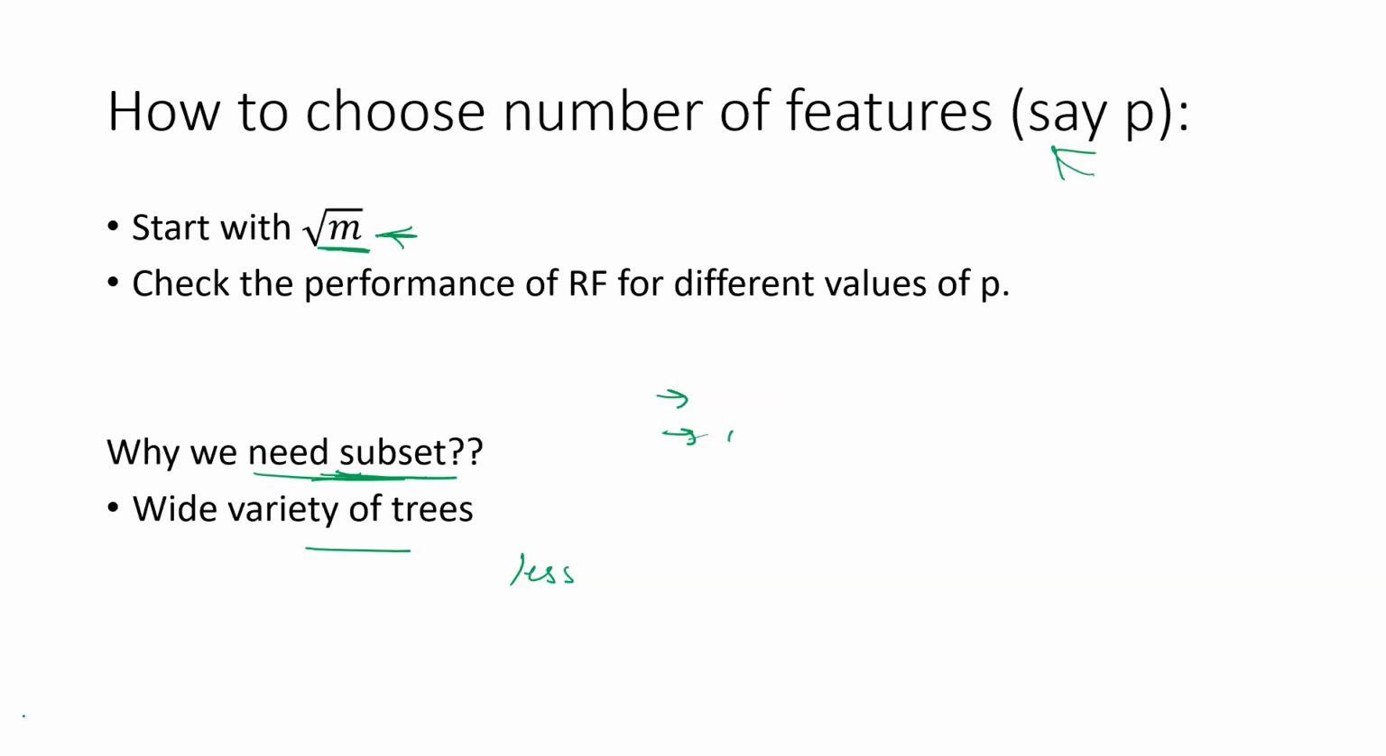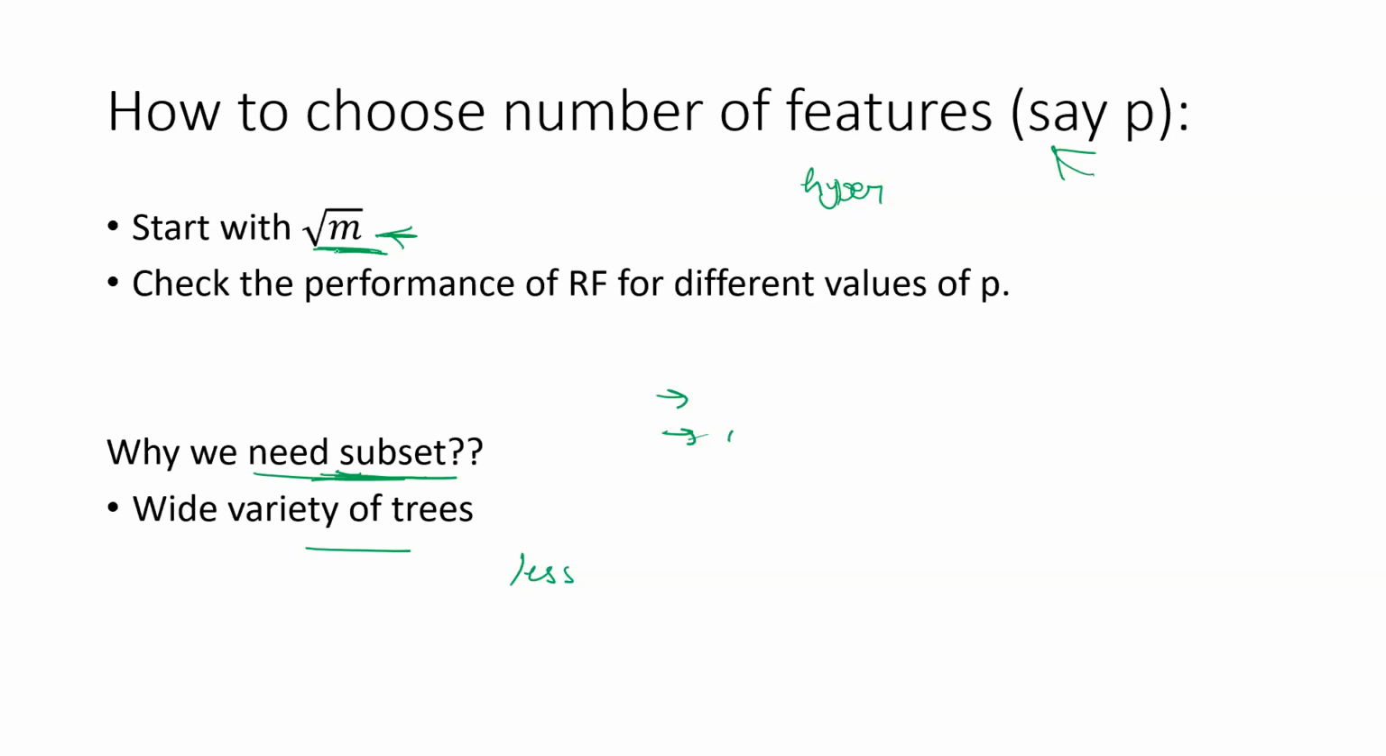How many features do we choose randomly? The number of random features is generally a hyperparameter. Generally it starts with root m. We go a few values above and a few values below, check the performance over those values, and choose the one which is giving the best performance or the least error.